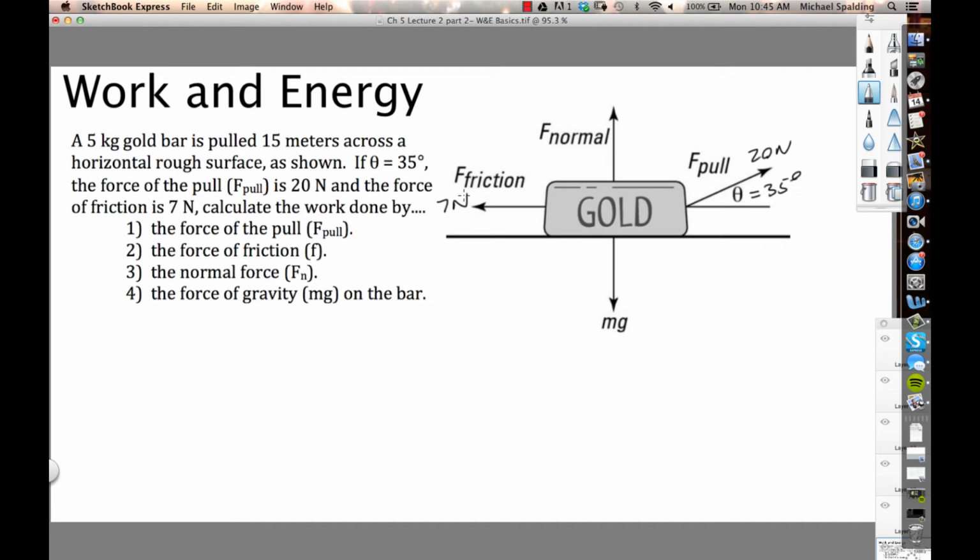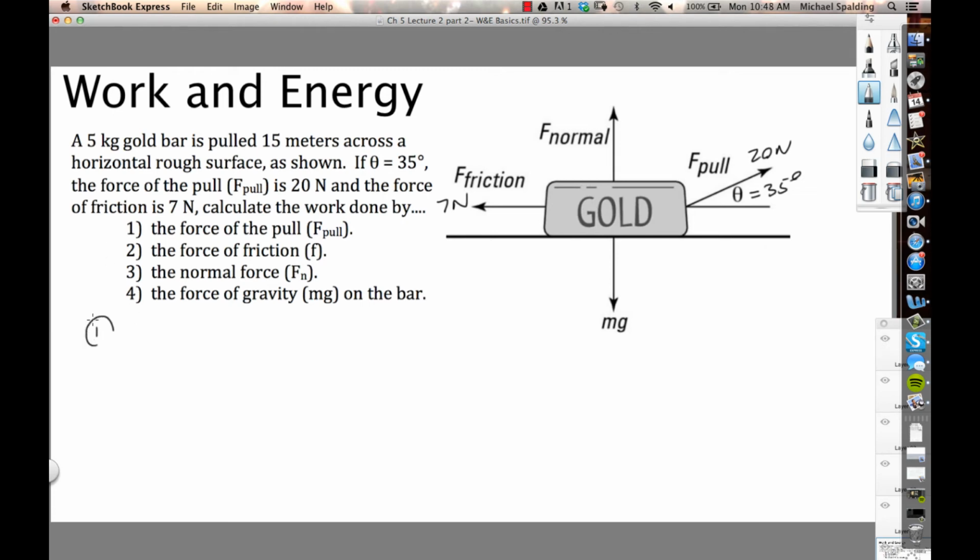How much work does the pull force do? How much work does friction do? How much work does normal force do? How much work does gravity do? So very easy question, we're early in the chapter. So I'll give you guys 5 minutes.